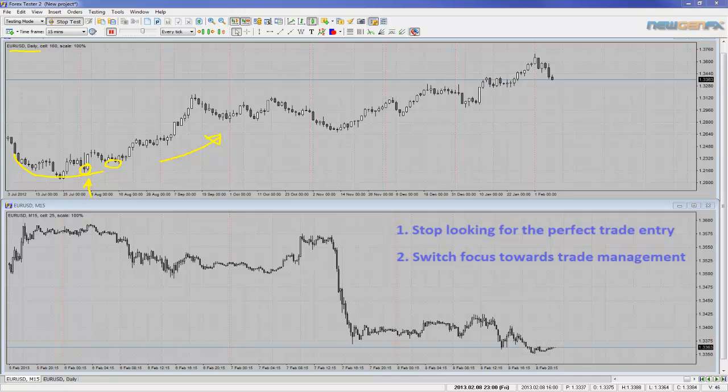Think about switching your focus towards trade management, or how many pips you can make versus the trade entry, and you'll find the trade entry will actually take care of itself and maybe not be as big a problem anymore. So point number 3 is always wait for some sort of confirmation.